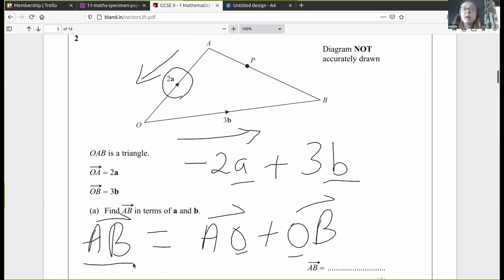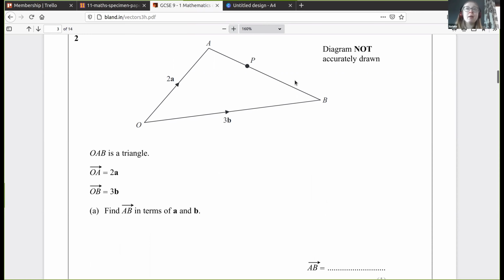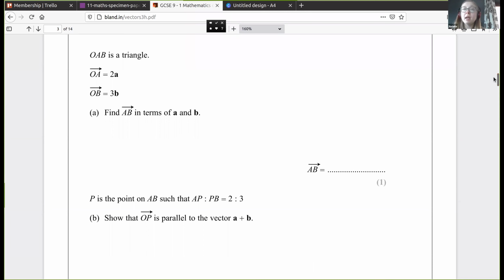Now, the other main thing that we can get with vectors is ratios. We get a point like our point P here that is some amount along one of the lines, and we then have to either use the ratio to work out the vector or use the vectors to work out the ratio. So if I scroll down, it will tell us about P. P is the point on AB, such that AP:PB is 2 to 3. Show that OP is parallel to the vector a plus b. You can see now why I picked this question. We're incorporating parallel and ratios, okay?